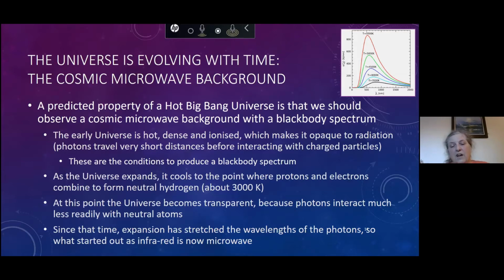So as you stretch the wavelengths, you decrease the temperature by a factor of the redshift, or the redshift plus 1 if you're being fussy. And so what started out as 3000 Kelvin, which would be light predominantly in the infrared, you divide that by 1100 and you get 2.7 Kelvin, and this is in microwave and submillimeter radiation. So these are photons with typical wavelengths of a millimeter or so.